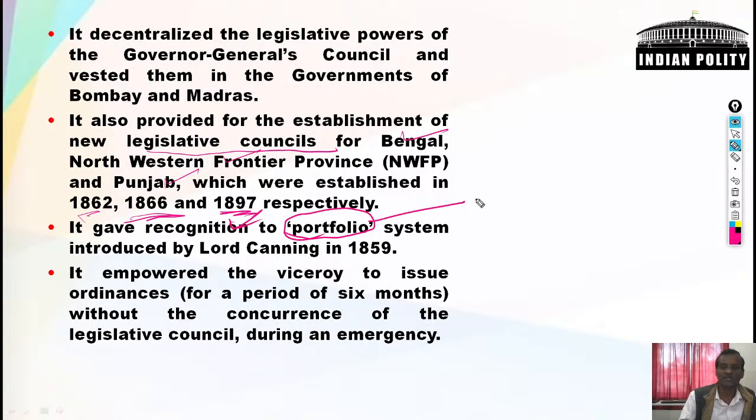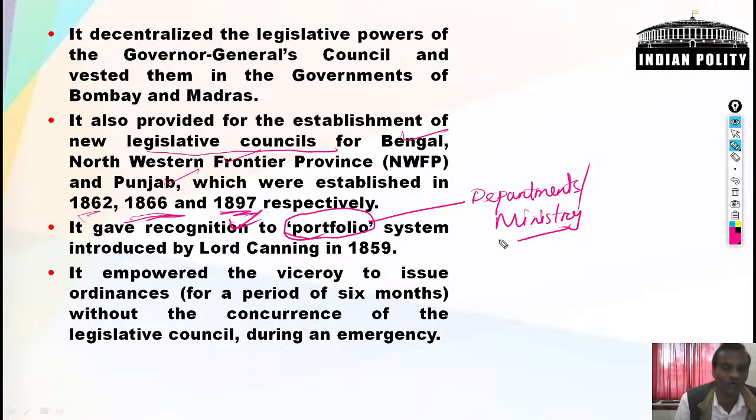Then it gave recognition to the portfolio system. Portfolio means departments or ministries, like we say Home Ministry and Foreign Ministry, that is portfolio. So departmentalization began in the British period in 1859. Then it empowered the Viceroy to issue ordinances for 6 months. So ordinance making power was introduced.